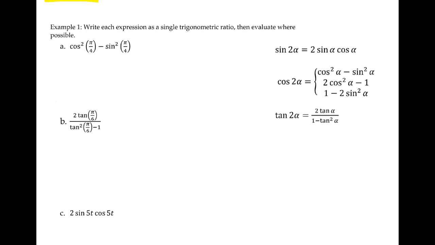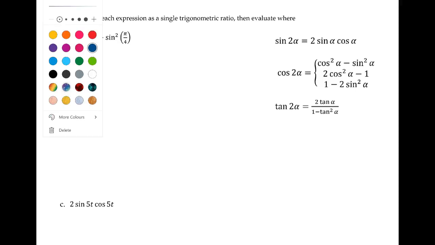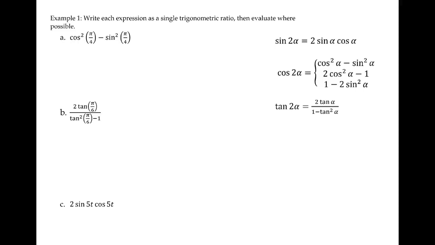And again, they are all on your formula sheet except for the ones from our very first lesson on identities, lesson 3. So lesson 4, 5, and 6 you'll have access to on your formula sheet. But we'll jump right in and do some examples. So the first one we're looking at, example 1, is just write each expression as a single trigonometric ratio, then evaluate where possible.